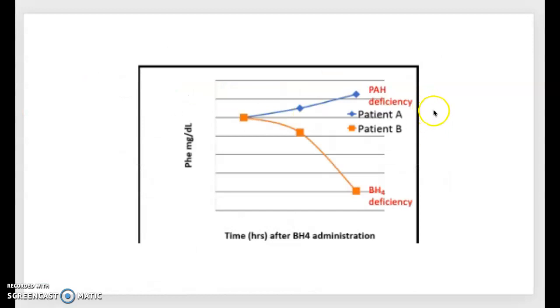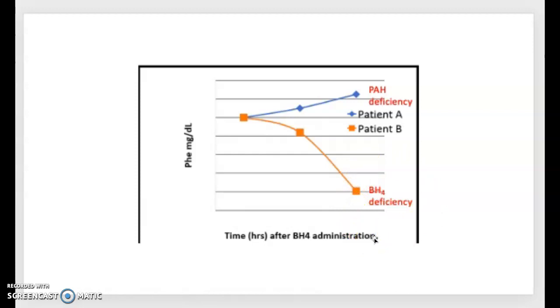Then we can look at this graph that was provided. By looking at the graph, it can be seen that after B4, which is the cofactor, patient A had an increase in phenylalanine levels, but patient B had a large decrease in phenylalanine levels. So as previously stated, phenylalanine hydroxylase needs the cofactor B4. If B4 is given and levels decrease, it appears the patient has a deficiency within B4 itself and not the enzyme hydroxylating phenylalanine to tyrosine. This is seen in patient B.